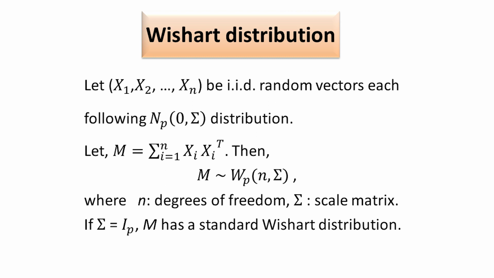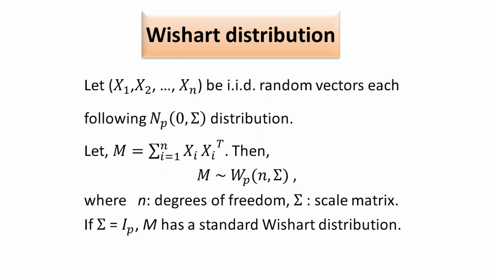Then M is said to have a Wishart P distribution with degrees of freedom n and sigma, which is called the scale matrix. Now, if we had considered the p-variate normal distribution with mean vector mu and dispersion matrix sigma, and suppose mu was known, in that case, we could define a matrix M as equal to summation (xi minus mu)(xi minus mu) transpose.